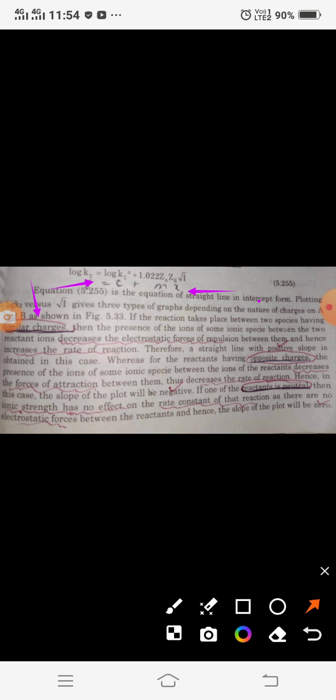reactants, and in this way it will decrease the repulsion between these two reactants, and hence it will result in an increase in the rate of the chemical reaction, and so the graph obtained will show a straight line with a positive slope. Okay, what is the next point to understand?